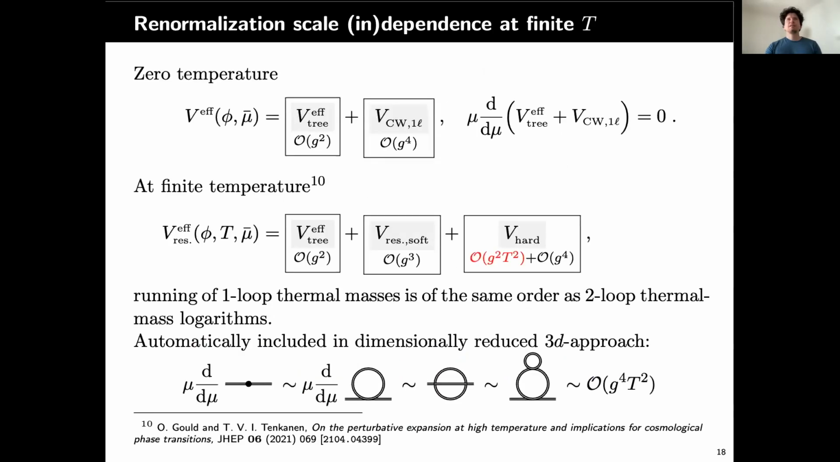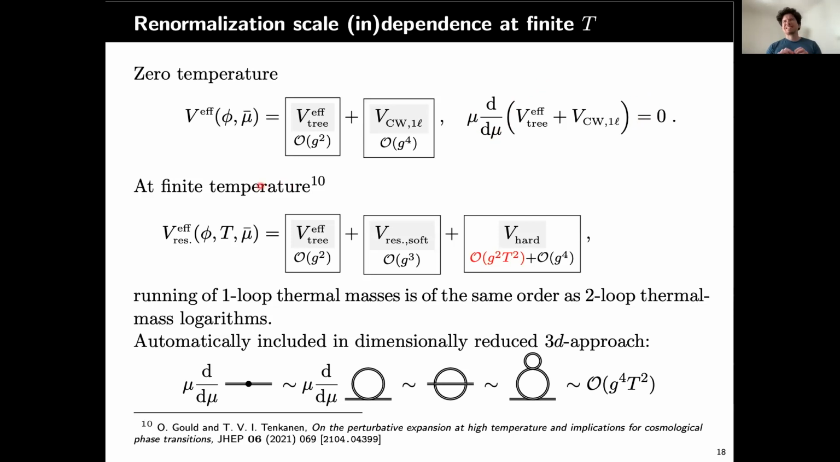Now let's compare RG improvement at zero and at finite temperature. And this will really give rise to what the true difference between the two regimes is. Now, if I am at zero temperature, the effective potential gets contributions at g² level, and that from the Coleman-Weinberg piece at g⁴. g⁴ is where I want to go here. Now I can run this tree-level piece via the one-loop beta functions, and I arrive at RG improvement. So this is RG invariant.